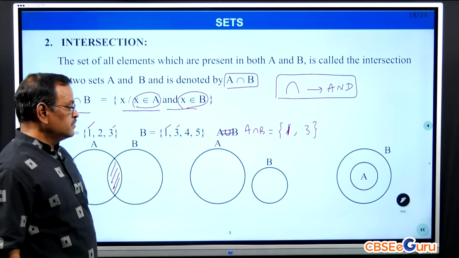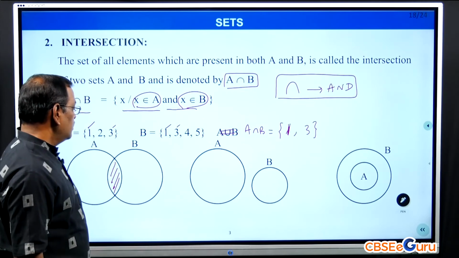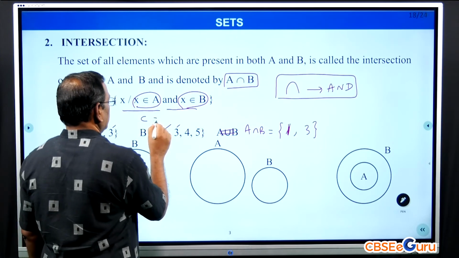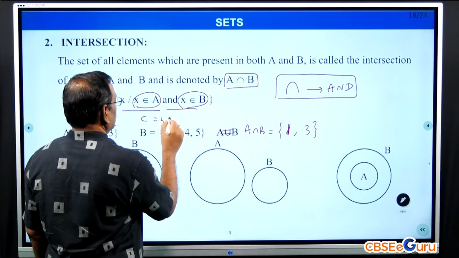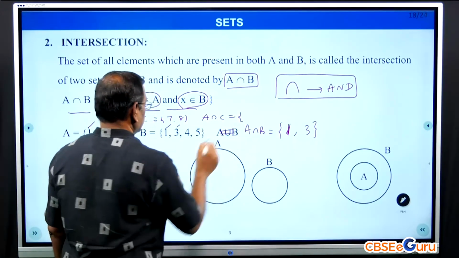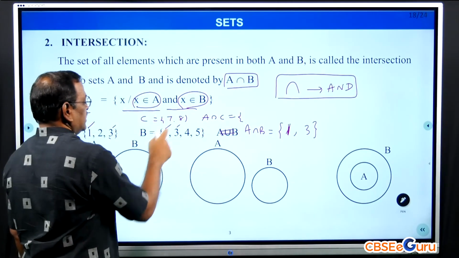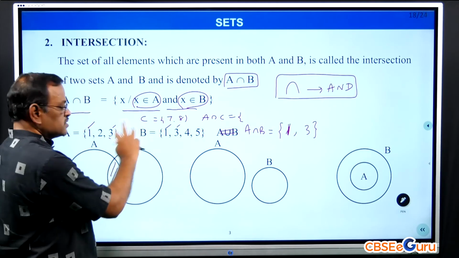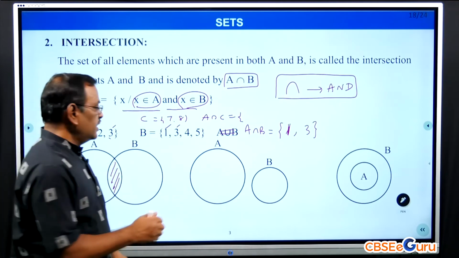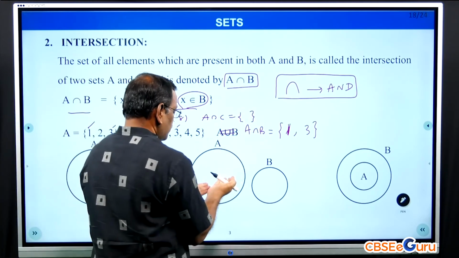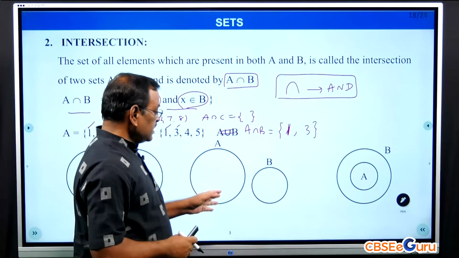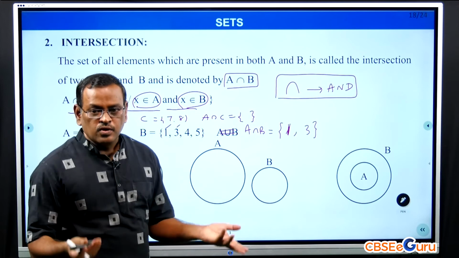Okay, what about this? I will take one more example. C equal to 7, 8. What is A intersection C? A is 1, 2, 3 and C is 7, 8. Common elements? Is there any common elements? No common element, and hence it is a null set. Therefore, here you can't shade for the second case. Second case, no need to shade because there is no common area.